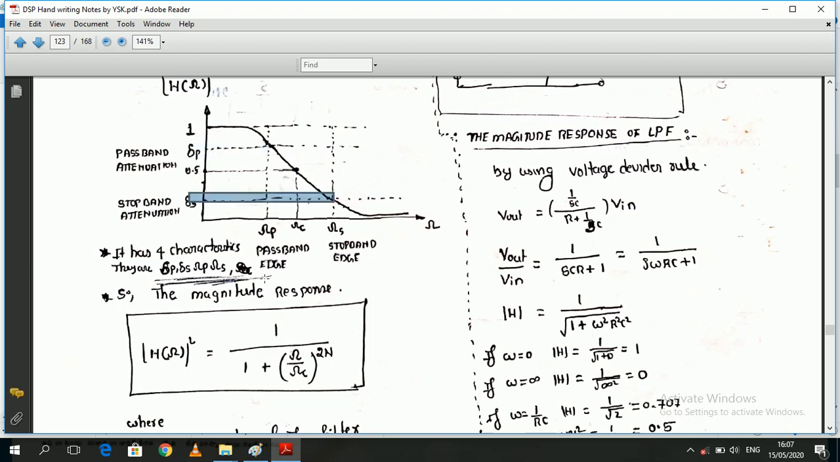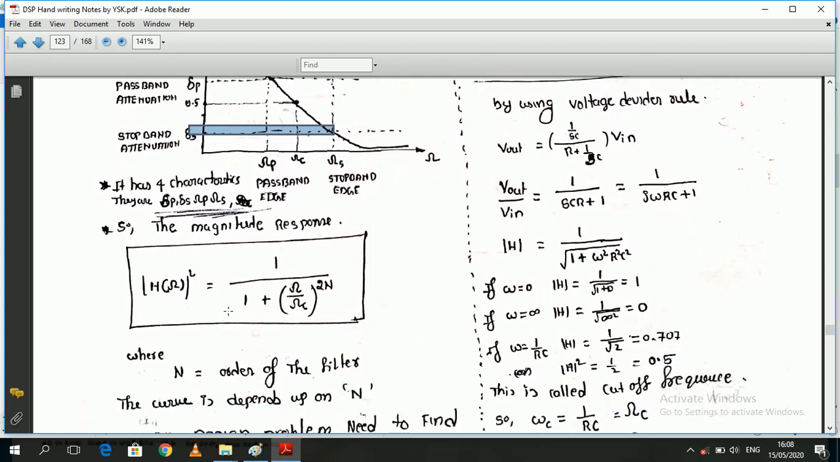It has four characteristics. The heading is characteristics of the Butterworth low pass filter. So here we get four characteristics: del P, del S, omega P and omega S. That means the analog frequency, pass band edge frequency and stop band edge frequency. So these are the four characteristics.